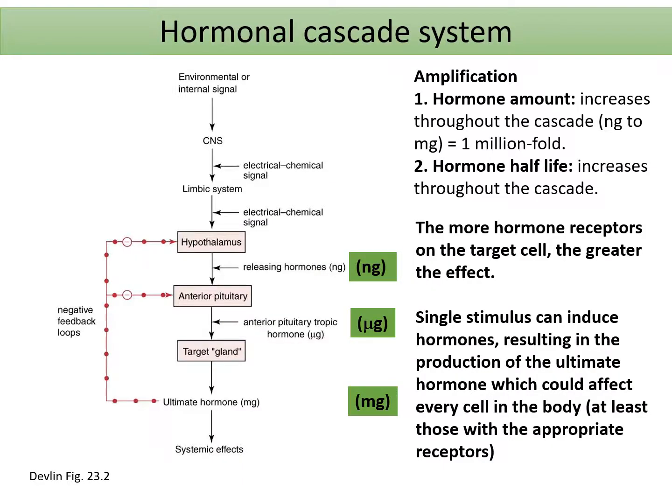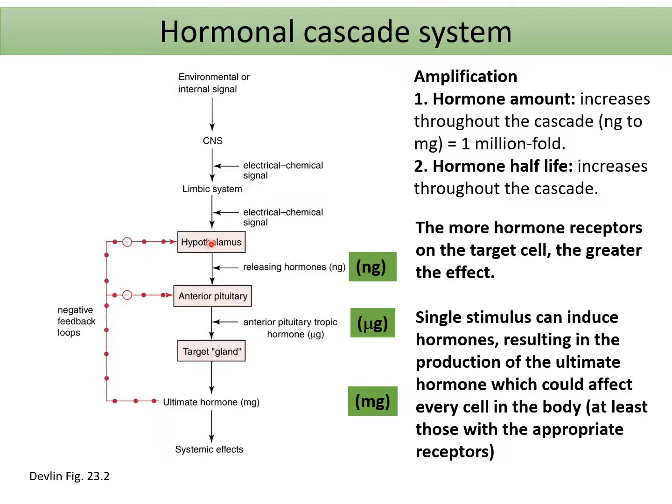So the hormonal cascade system is very similar to the cell signaling cascade system in that you're going to start with some sort of stimulus, and then eventually you're going to get down to your final product, and it's going to be a pyramid. So you're going to have very little stimulus that can result in large amounts of actual product being generated. So here we have an environmental signal, and it's going to stimulate our central nervous system, which in this example is going to stimulate the limbic system, which you'll learn about in neuroanatomy, maybe in phys, so don't worry too much if you don't know what that is.